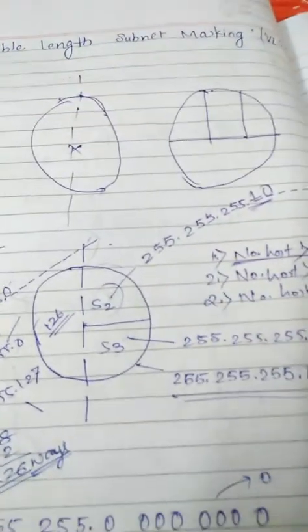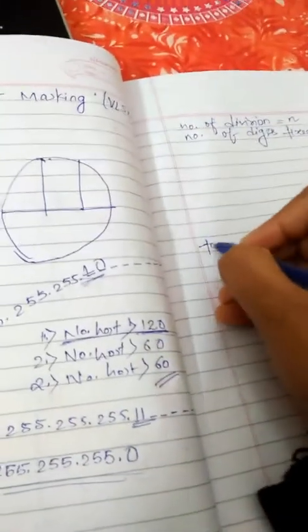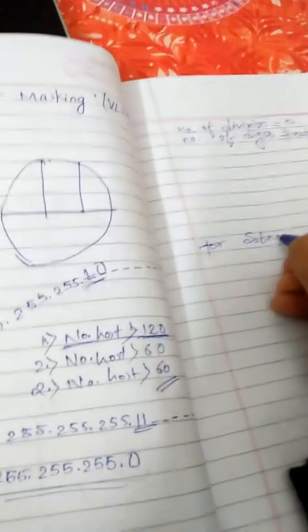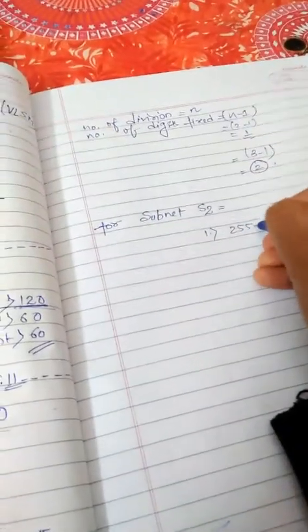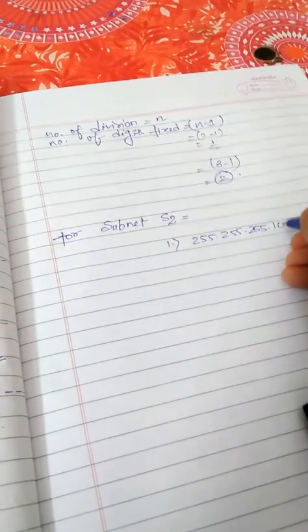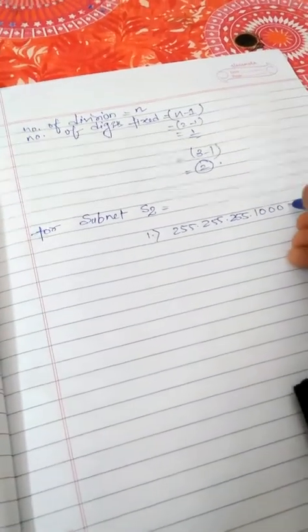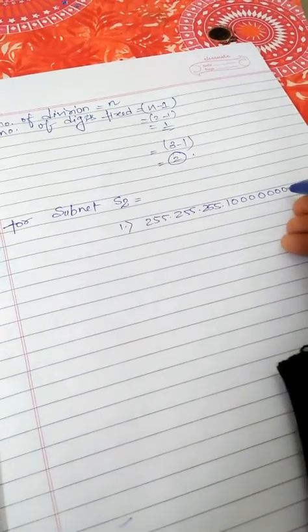Okay, so we can find the different ranges for this subnet and for this subnet as well. So let's find for subnet S2. Okay, starting is what, 255.255.255.10000000. How many zeros are there? 4 and 4. Okay, 8.